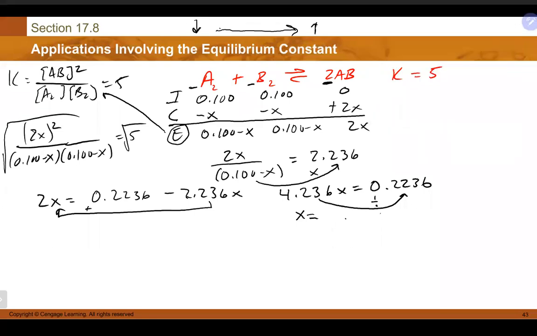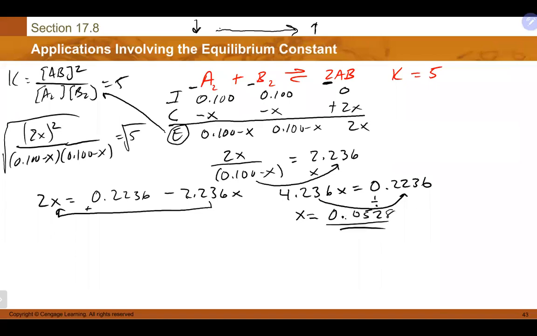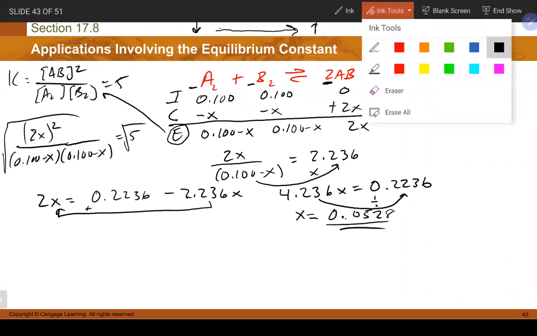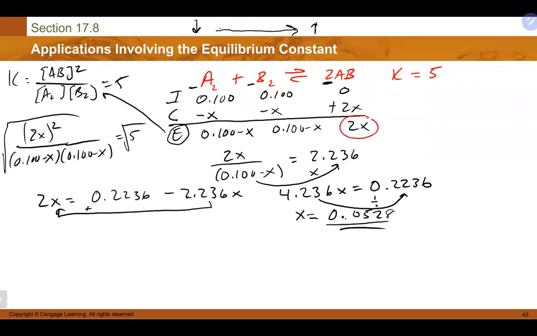So we have 0.0528. Once again, a reminder that when you solve for X, it could end up being an equilibrium value, but it really is the change part of it. And it is all the X's that we see in our table at the equilibrium line. So it's all those X's that we want to put back into here. That means the concentration of A2 will also equal B2, and that would be 0.1 minus 0.0528.